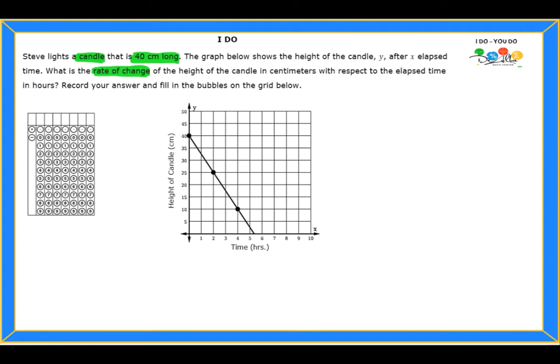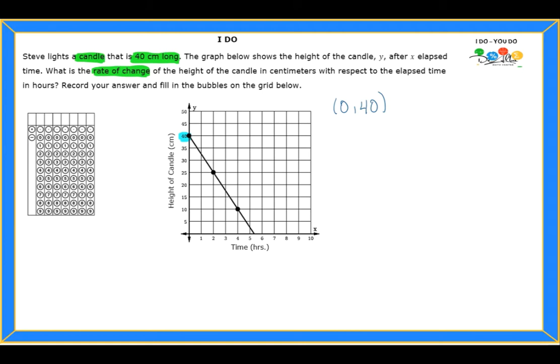So I do see the first point given to you right there. Do you agree that that point represents the height of the candle before any time went by? So what point would that be? If I think about coordinates, wouldn't that coordinate be 0 and 40? Where x is 0 and 40 will be your y value.